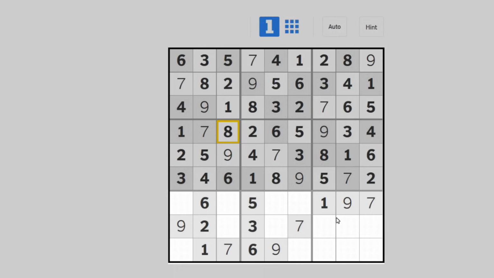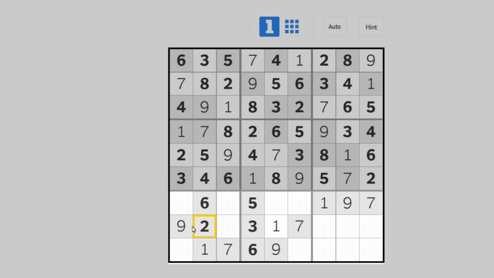So working horizontally, let's start with the number 1. Number 1 is in this block, and number 1 is in this block. Therefore, there must be a 1 in this middle block. There's a 1 in the top row. There's a 1 in the bottom row. So therefore, the 1 has to be in the middle row. Okay, that was easy. Let's move to number 2.